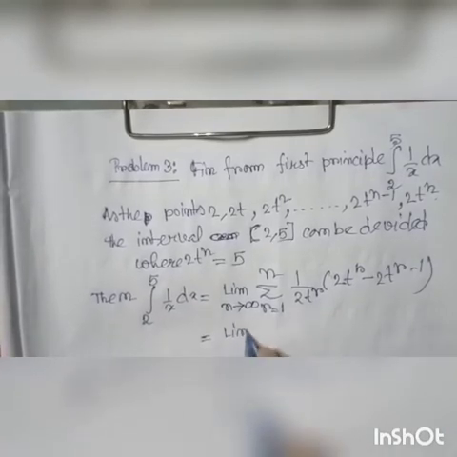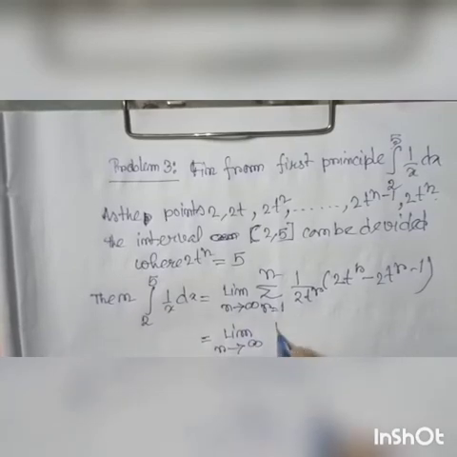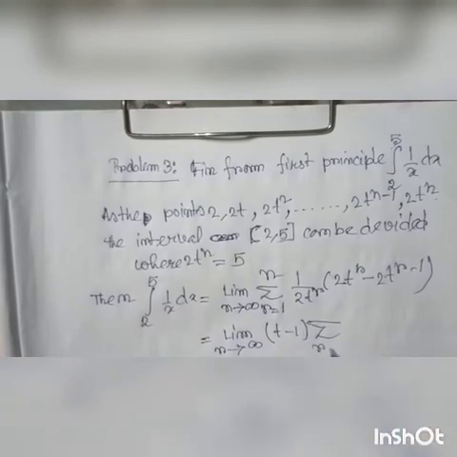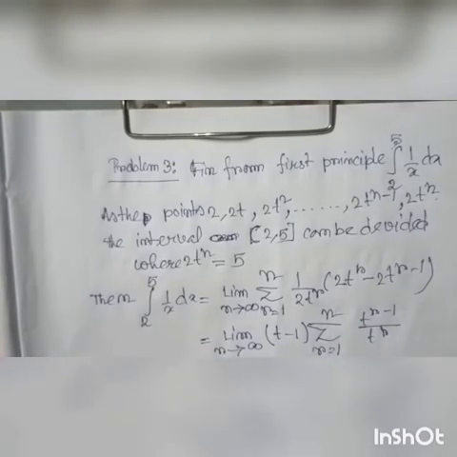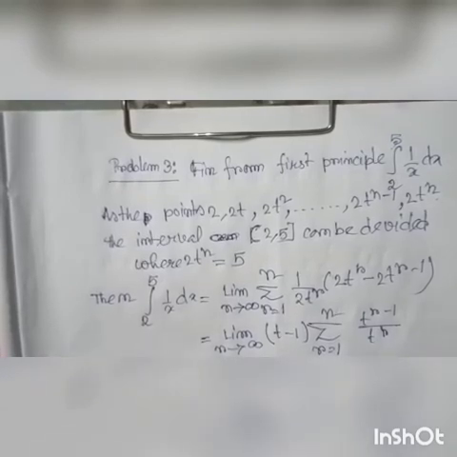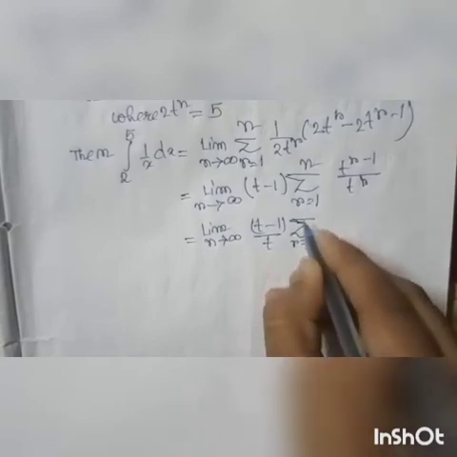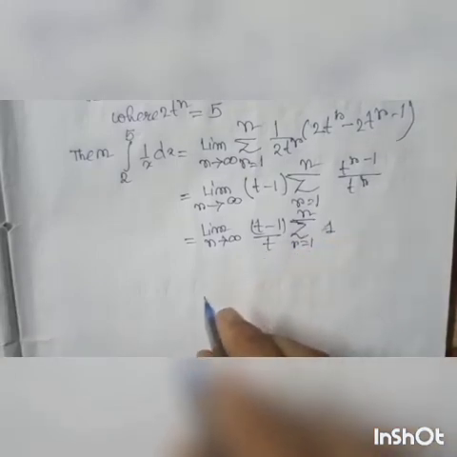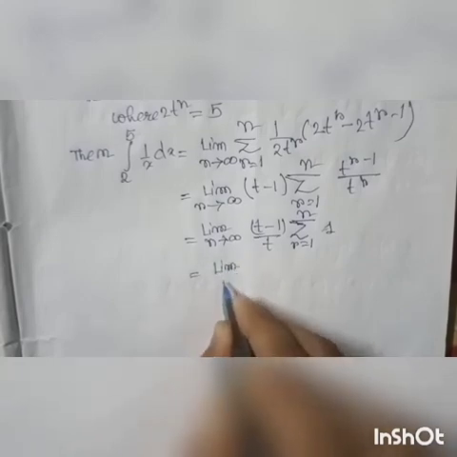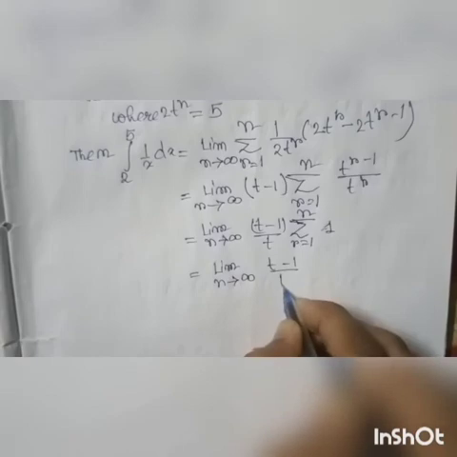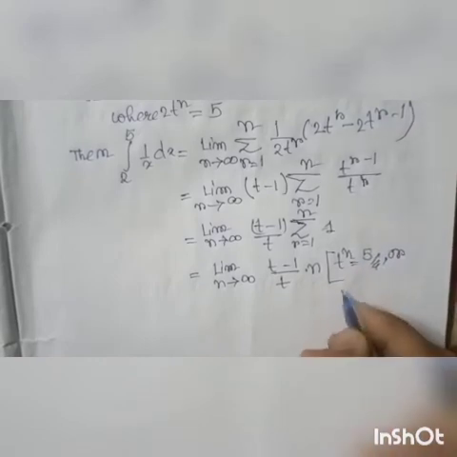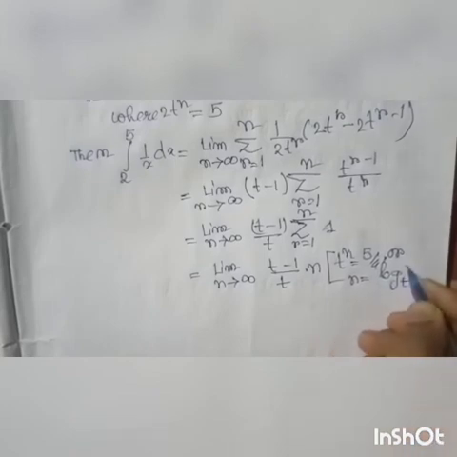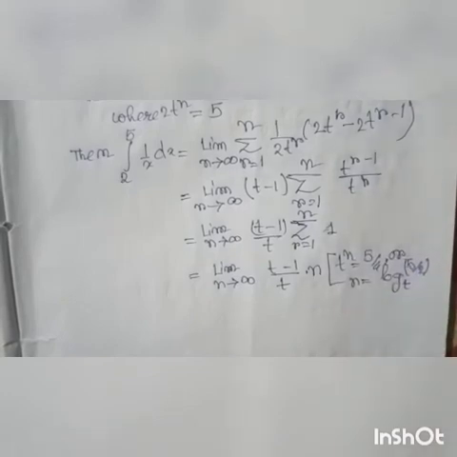equals to limit n tends to infinity (t minus 1) into sigma r equal to 1 to n t to the power r minus 1 by t to the power r, equal to limit n tends to infinity (t minus 1) by t sigma r equal to 1 to n, equals to limit n tends to infinity (t minus 1) by t into n. t to the power n equal to 5 by 2, or n equal to log t to the base 5 by 2, to the base t.